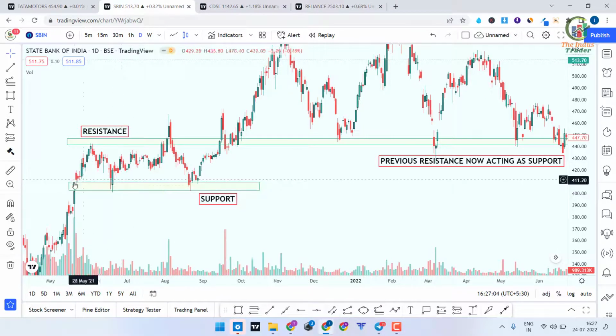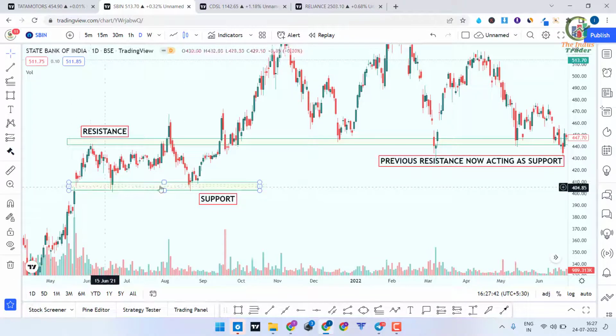Support is nothing but, after a strong rally, let's say this SBIN went from 412 to 440, but when it came back to this range, the investors thought this is a good demand level and a good price for SBIN. So they started adding some quantity again, and it moved up to 441, and again you can see we got a fake breakout, and again it came back to the support.